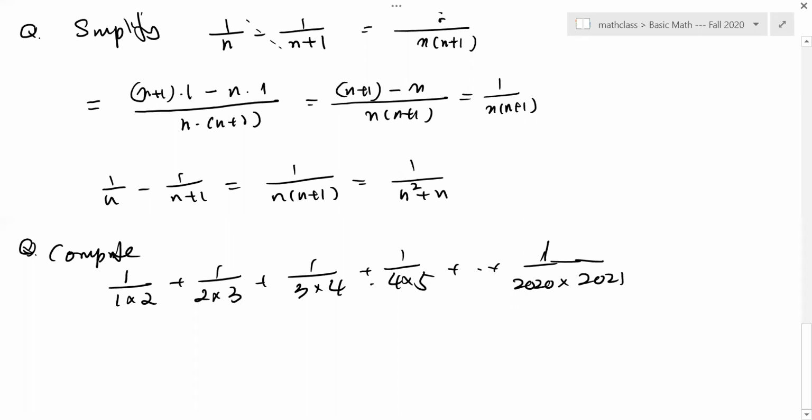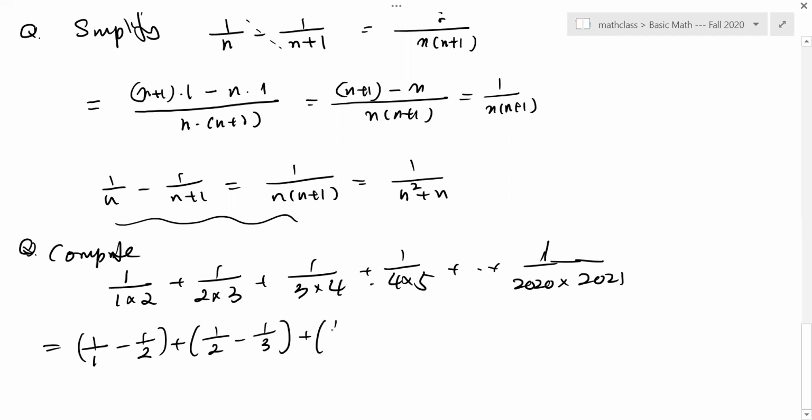So the formula above is a hint. We use this. In order to simplify it, we make it a little bit more complicated, and using the formula above, we go backward. 1 over 1 times 2 is 1 over 1 minus 1 over 2, right? And 1 over 2 times 3 is 1 over 2 minus 1 over 3. And this will be 1 over 3 minus 1 over 4, right? And keep going, until 1 over 2020 minus 1 over 2021.